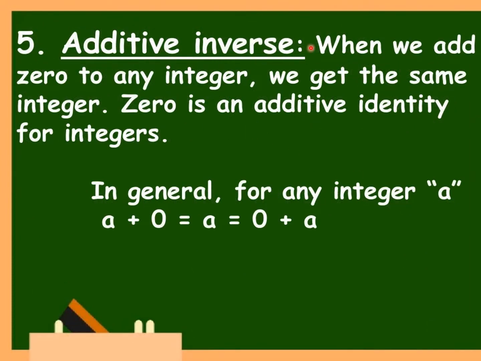Additive identity. When we add 0 to any integer, we get the same integer. 0 is the additive identity for integers. In general, for any integer a, a plus 0 equals a equals 0 plus a.